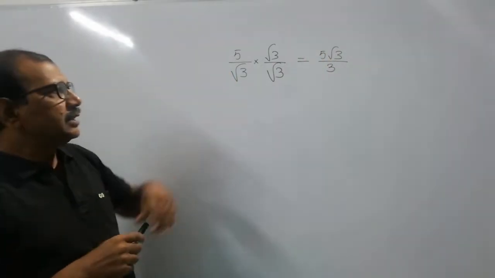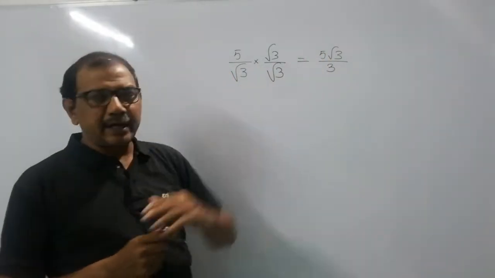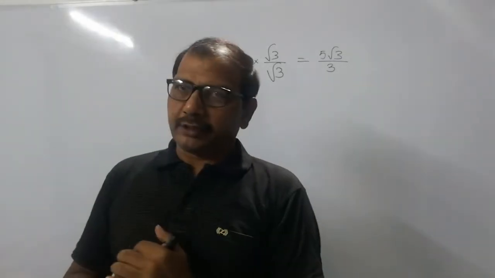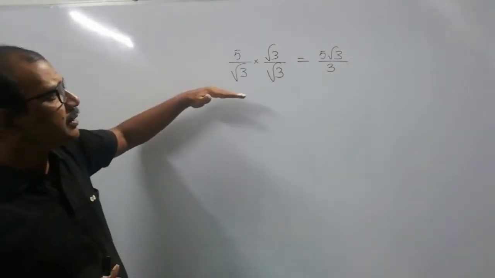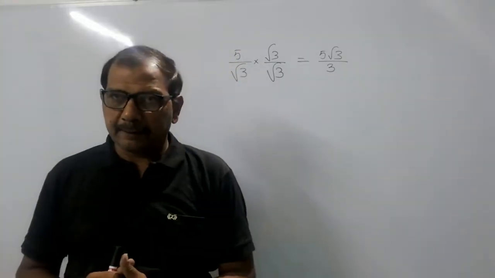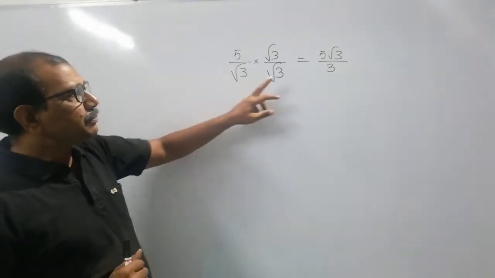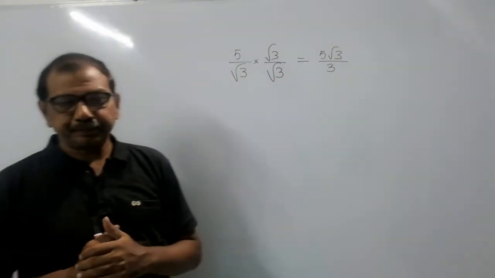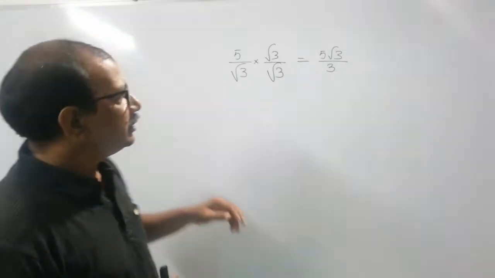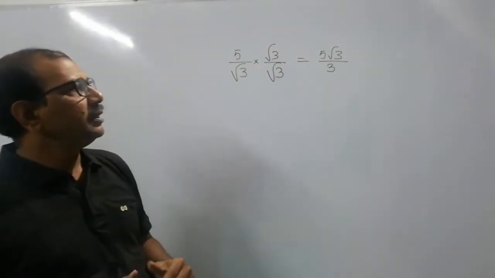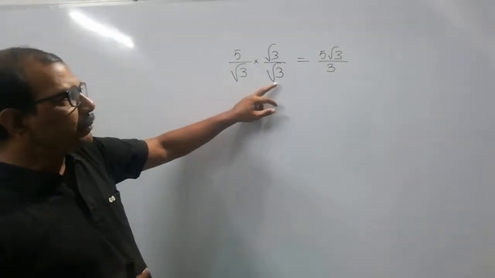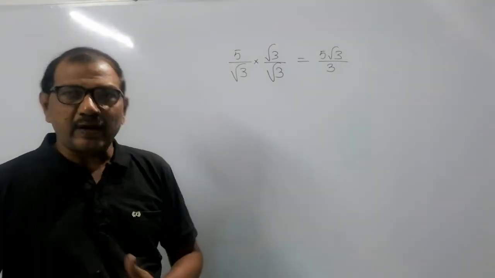In the process, the denominator has been rationalized without compromising the value of the fraction, because हमने एक ही नंबर से न्यूमरेटर को भी और डिनोमिनेटर को भी मल्टीप्लाई किया है, राइट? सो जिस नंबर से मल्टीप्लाई करने से ये rationalize हो गया है, this number is known as rationalizing factor. तो यहाँ पे root 3 is the rationalizing factor.